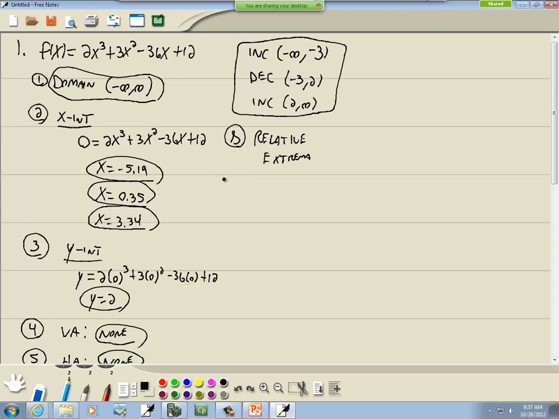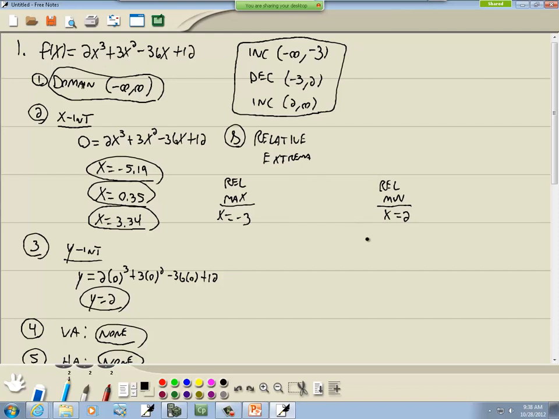So we're going to have a relative max at x equals negative 3, and we'll have a relative min at x equals 2. Now we need to find out the y parts. We need to plug these into our f of x. Relative min at x equals 2. I'll only do one of these, and then I'll show you the very quick way to do it.